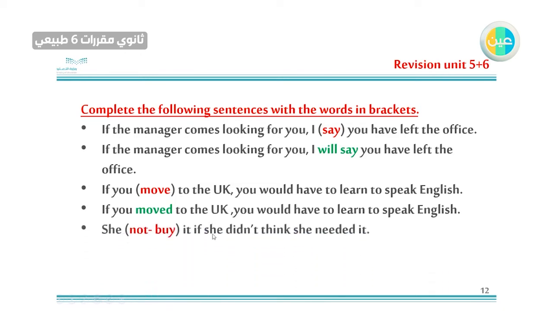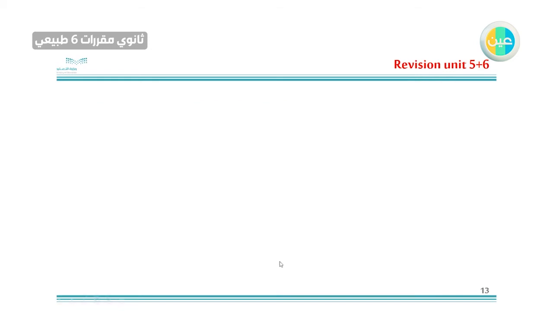She would not buy it if she didn't think she needed it. Okay, so look at the second part, which is the result part. She didn't, past simple. So the first part, which is the result clause, should be what? Yes, with would. She would not buy it if she didn't think she needed it.